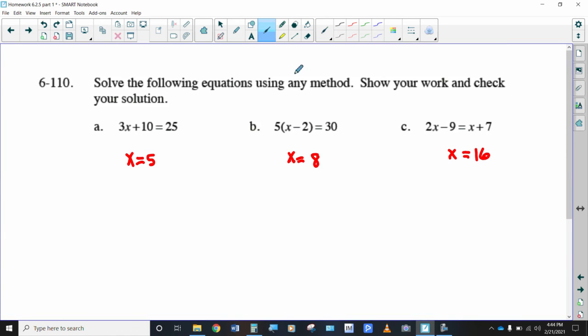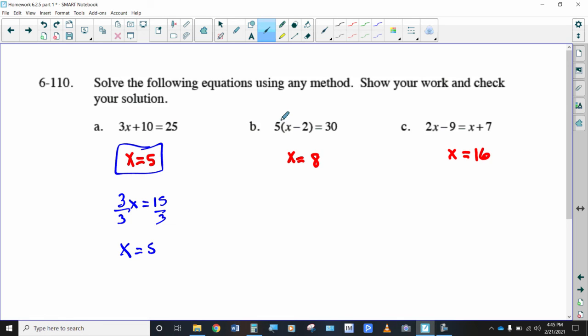All right, solve the equation using any method that you like. Well, let's just use our normal methods, right? Let's start by taking away 10 from each side, so it becomes 3x's is equal to 15. And 3 times 5 is 15, so that means x is going to have to be equal to 5. So x equals 5, and then if we check it, 3 times 5 is 15, and 15 plus 10 is 25. That works. So hooray for that answer.